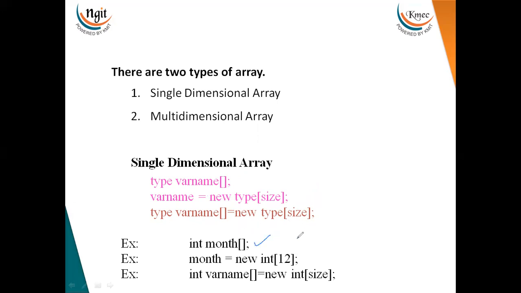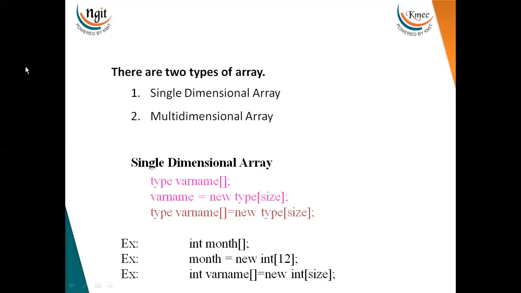Int month. This is the declaration of the month array. This is another way of declaring an array with size 12. This is one more way, right? Most preferably, we use the third type in our regular programming. Now, this is all about the one-dimensional array.